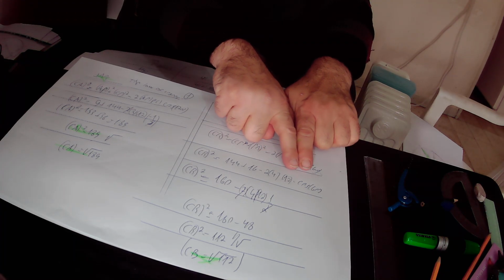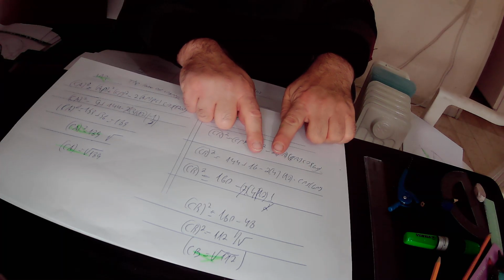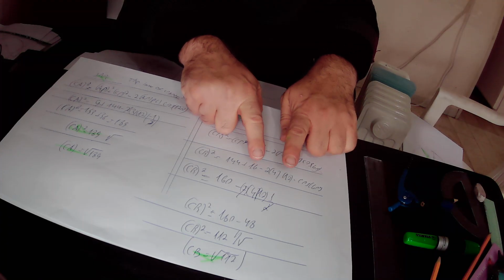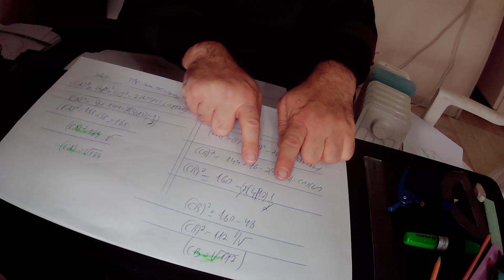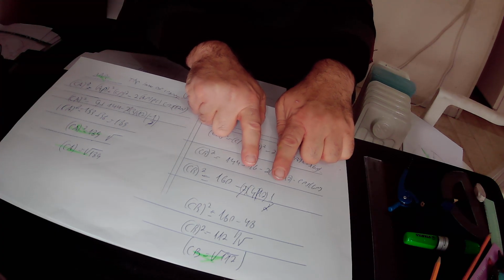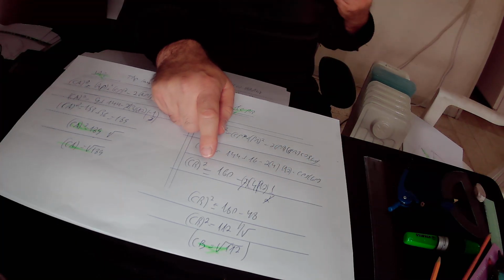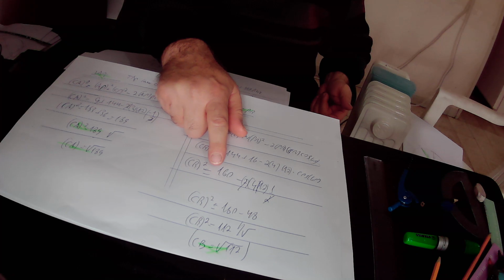Cosine 60 degrees is 1 half. So in total we have here minus 2 times 4 times 12 times 1 half. We have 2 in the numerator and 2 in the denominator, so the 2 gets cancelled. So this expression equals minus 4 times 12, that is minus 48. So CB squared equals 160 minus 48, this is 112. So CB squared equals 112.